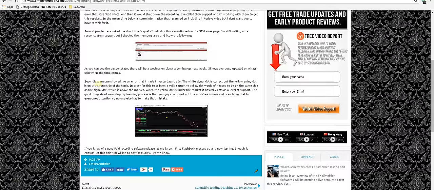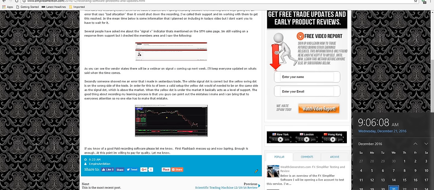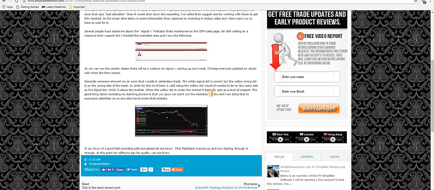All right, secondly, someone showed me an error I made. Actually, it's not yesterday's trade, it is Monday's trade at this point. The white signal dot is correct, but the yellow swing dot is on the wrong side of the trade. In order for this to have been a valid setup, the yellow dot would have needed to be on the same side of the signal dot.